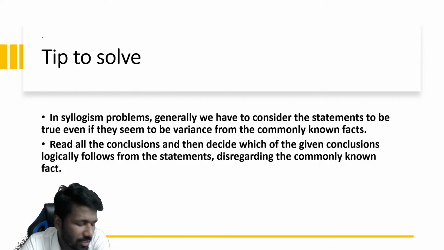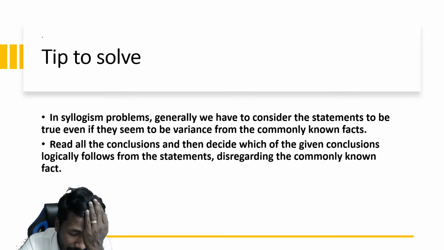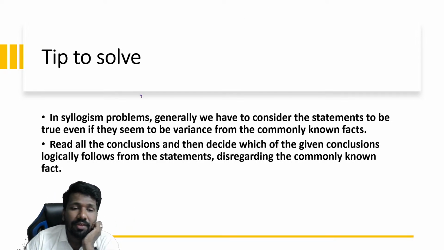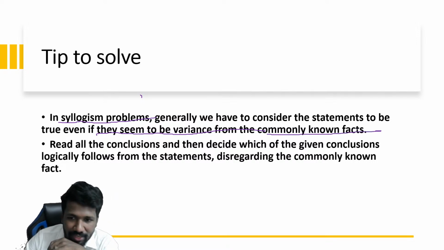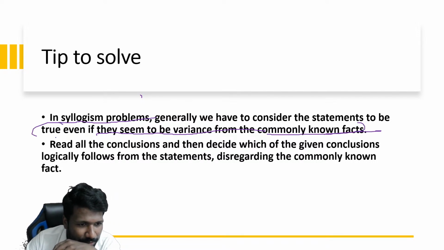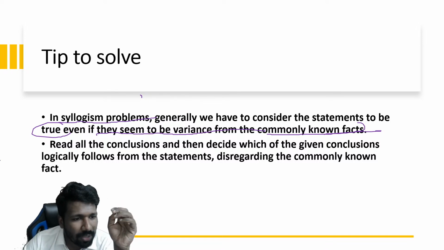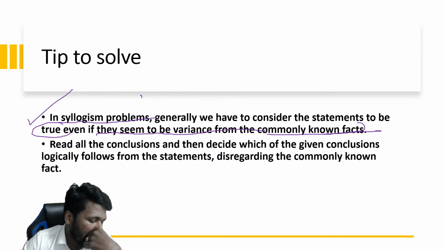So with questions, now I will explain more about the minimal overlapping diagram. Now one more thing you have to know about this chapter: sometimes in the question itself they will mention this sentence. In syllogism problems, generally we have to consider the statements to be true even if they seem to be variants from commonly known facts. Sometimes they will mention this in the question, sometimes they will not. If it is not mentioned also, please understand this is by default the case they are implying.